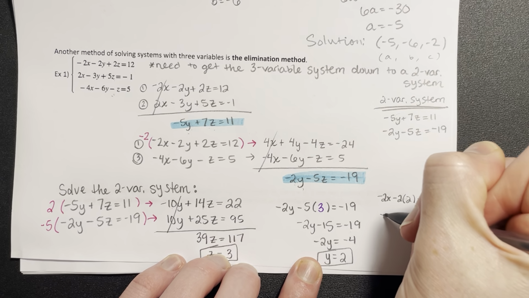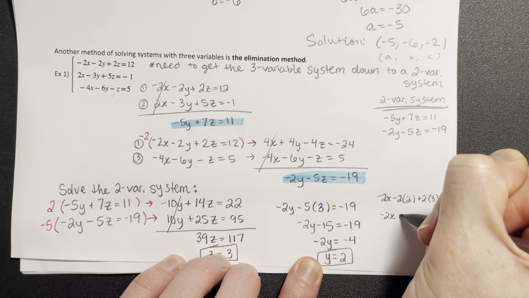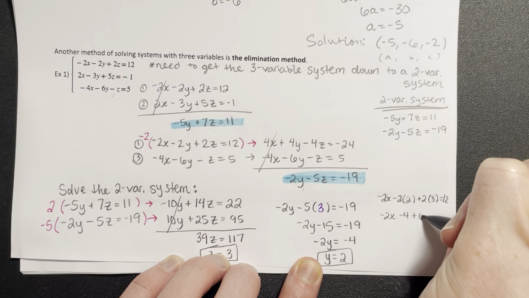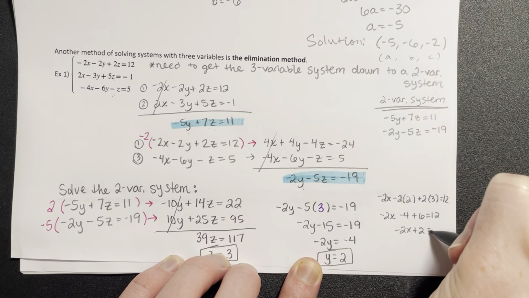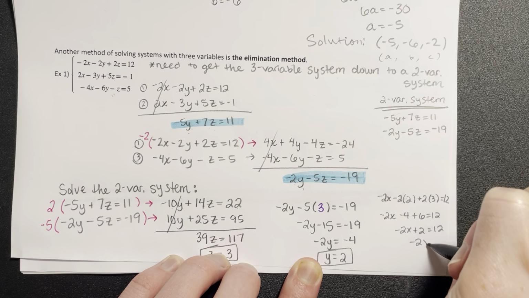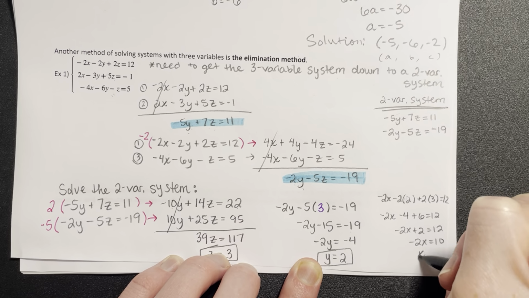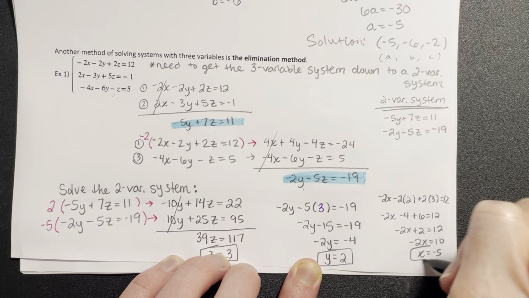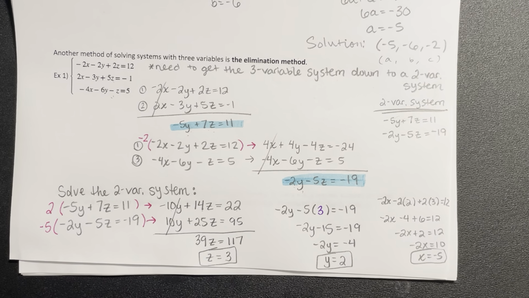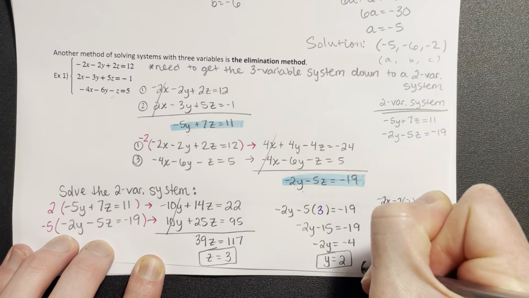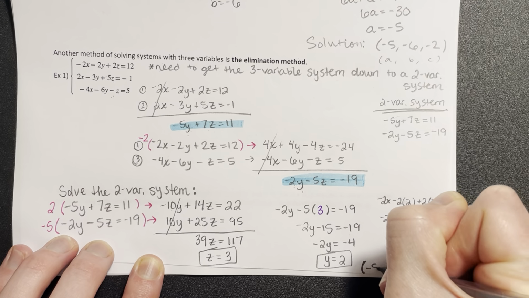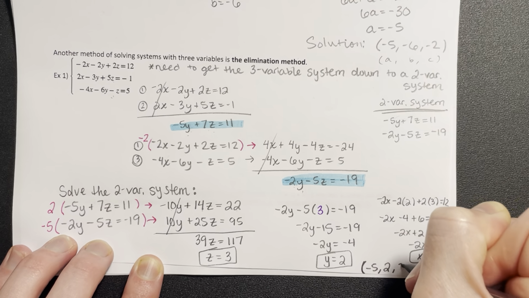That leaves me with negative 2x minus 4 plus 6 equals 12. So negative 2x plus 2 equals 12. And so x is negative 5. We have solved for all three x, y, and z. Our solution should be written out as that coordinate. So I'd write negative 5, comma 2, comma 3.